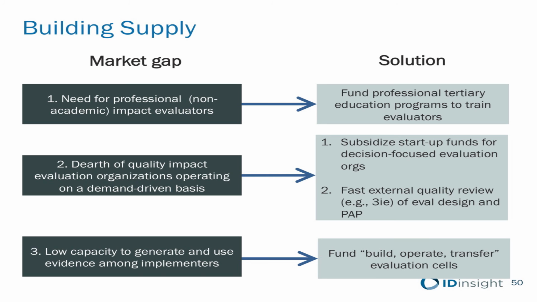The second is that there's a lack of quality impact evaluation organizations operating on a demand-driven basis. Two potential solutions here. One is that you could subsidize startup funds for the entry of new organizations into this market. And the second, a corollary to that, is that you could have startup funds for existing impact evaluation organizations that might be more academic in nature to start a separate wing that's purely focused on decision-focused evaluations. And the second is to have quick external quality review mechanisms for newer organizations.